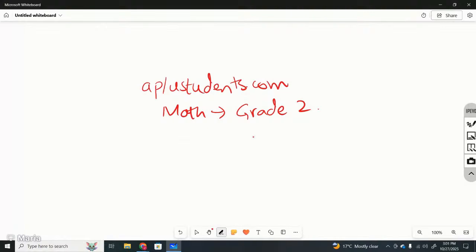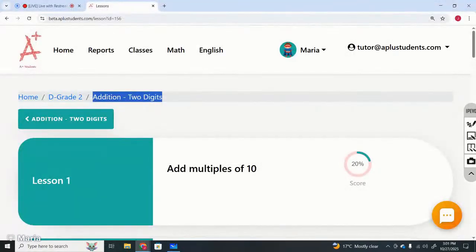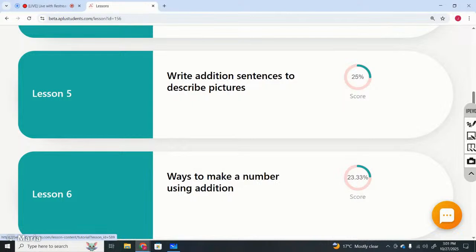We're going to start with the chapter addition two digits. So please make sure you have your notebook and pencil so that you can note down the important examples and definitions as well. So let's just start with the lesson, that is write addition sentences.